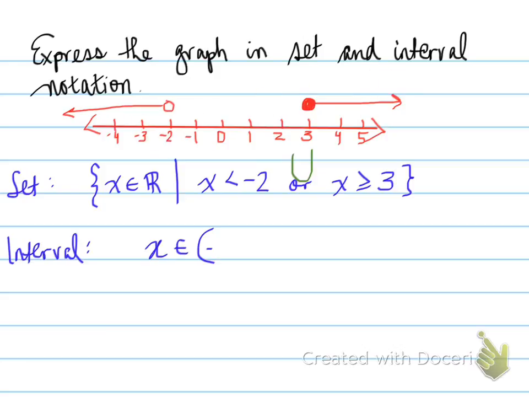Interval notation is X belongs to from -infinity to -2, or, remember the symbol, now you can use the word or, I'll accept that, from 3 square bracket to infinity. Don't forget that at -2 it's rounded because it's an open circle, and at 3 it's a square bracket because at 3 up here it is a closed circle.